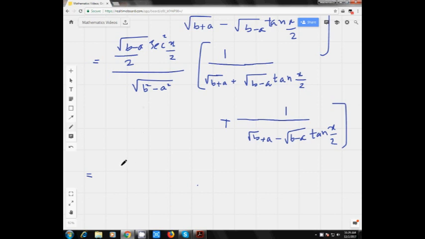Simplify this term. 2 should be written below, and simplify this one. You have to apply the formula a square minus b square, that is equal to a plus b times a minus b, and separate the square root sign. Square root b minus a multiplied by square root b plus a, and the numerator is as it is, secant square x by 2. Just we have taken 2 below.